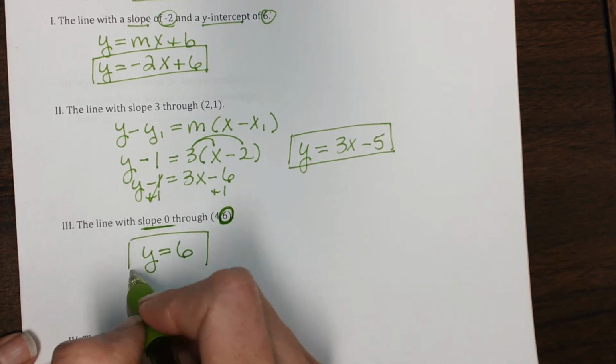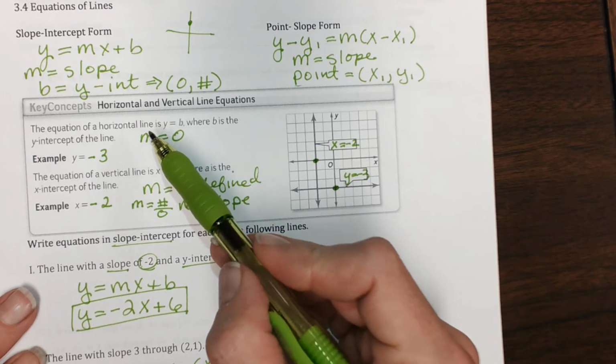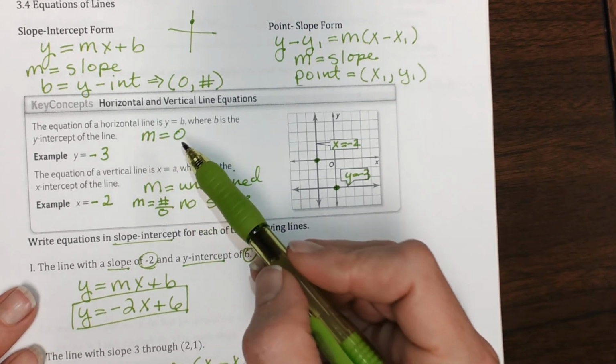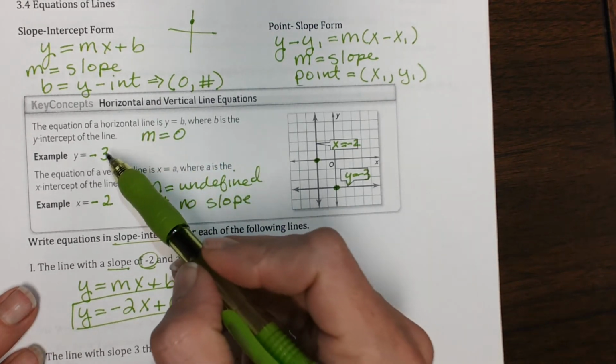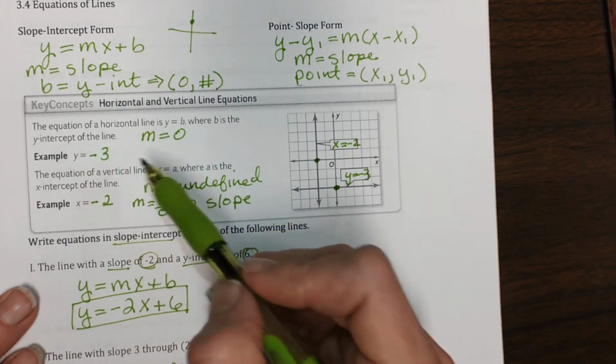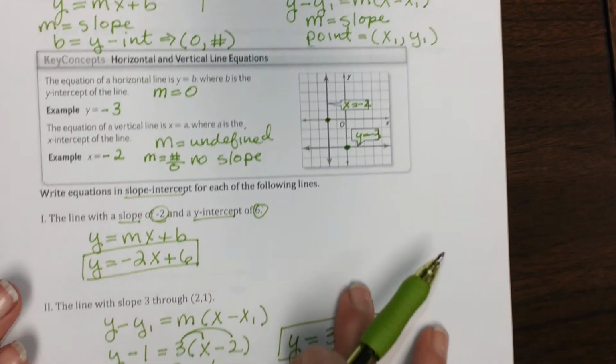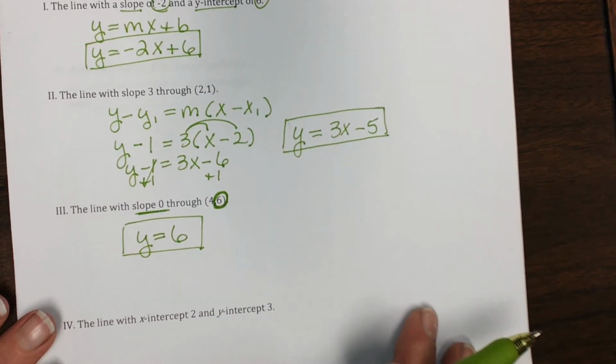So it's going to be important for you to remember which one of these has the horizontal line, if it has a slope of 0 or undefined, and kind of memorizing that 0 slopes are y equals lines, undefined slopes are x equals lines. So since it was 0, it was a y equals line.